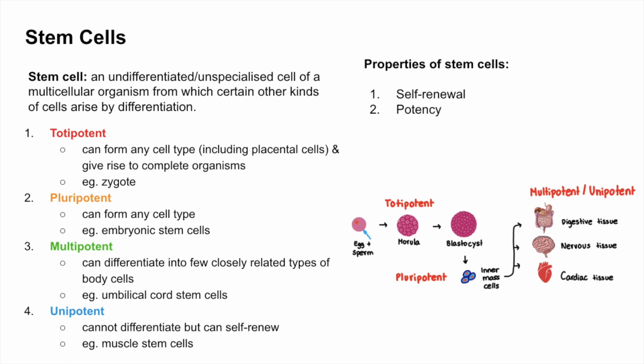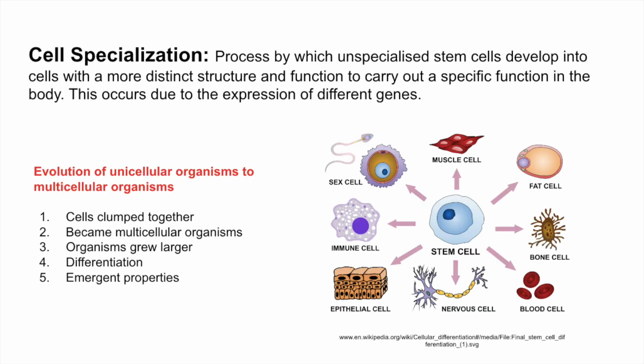To differentiate, stem cells undergo specialization, a process by which unspecialized stem cells develop into cells with a more distinct structure and function to carry out a specific function in the body. This occurs due to the expression of different genes.